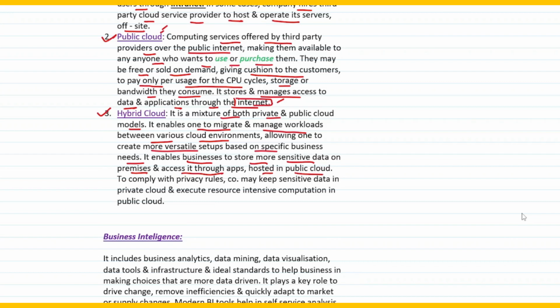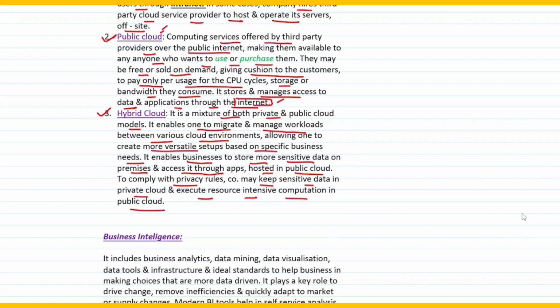So basically you can access it through the usage of applications or the apps, or it can even be hosted in the public cloud. To comply with the privacy rules, a company may keep sensitive data in a private cloud and execute resource intensive computation in the public cloud. So something which is company specific, you can keep it in the private cloud, that is, it can be accessed only through intranet. And if there is something which needs to be shared with the outside public, or it has to execute resource intensive computation, that can be done through the public cloud, right?